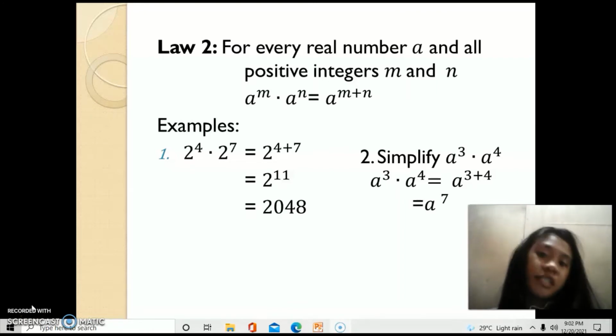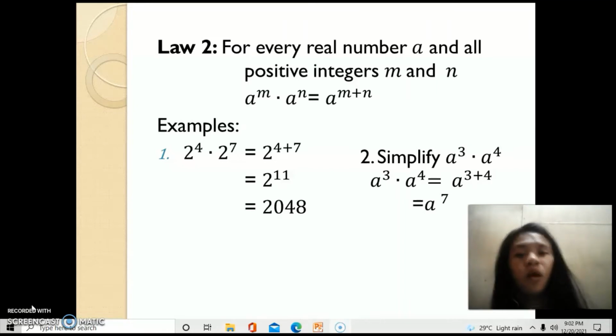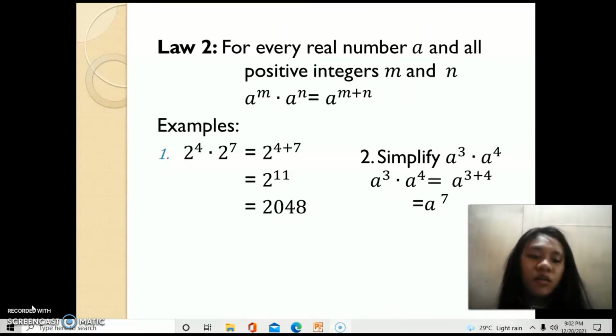So today I am going to continue my discussion about the laws of exponents. We have 6 laws of exponents. I will just continue my discussion of the laws of exponents with law number 2.